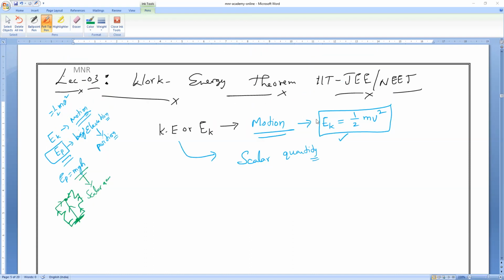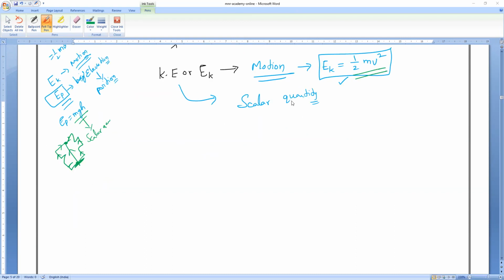So what is the kinetic energy formula? Kinetic energy is equal to half m v square. Okay, everybody? Now keep it in mind. Potential energy is not covered by the work energy theorem. The work energy theorem is applicable only for what energy? Only for kinetic energy. No potential energy is covered by the work energy theorem.